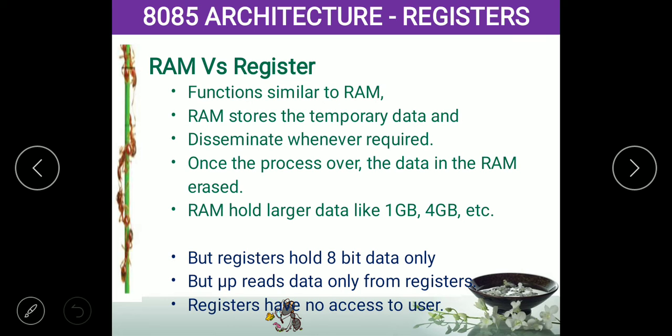The RAM, anybody can access. Any user can read the data, any peripheral device can read the data from the RAM. But the register, only the microprocessor will access. The user or any other peripheral device will not be able to access the registers. So that is the main difference. Once the process is over, the RAM will remove the data from its memory. Similarly, once the process is over, the register also throws away the data from its memory.